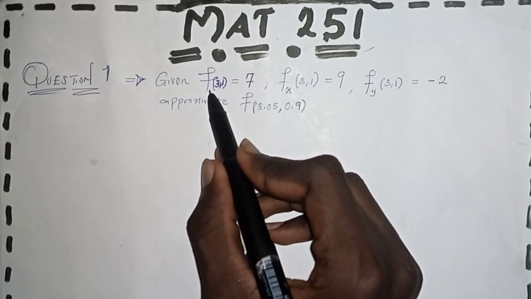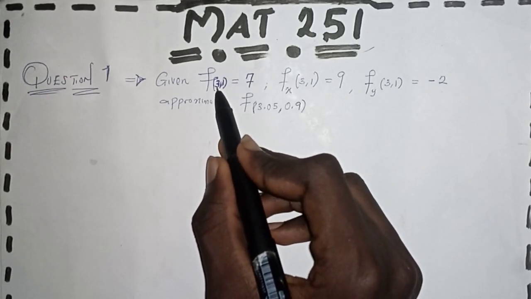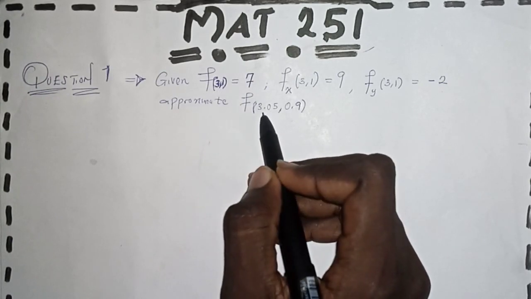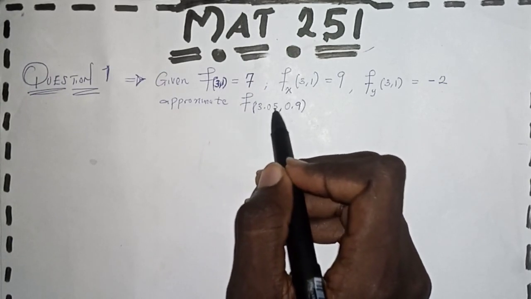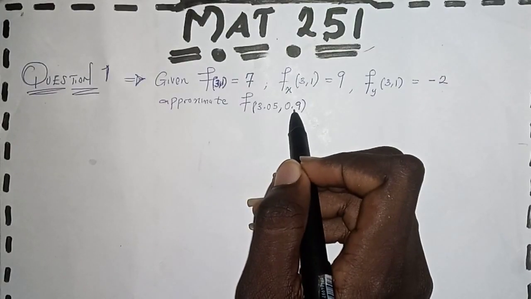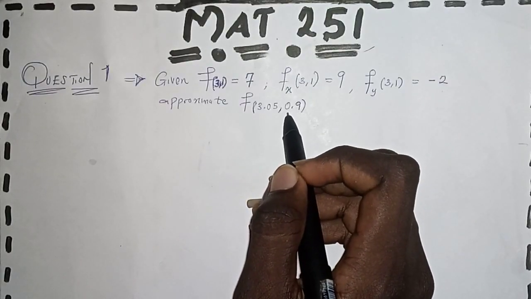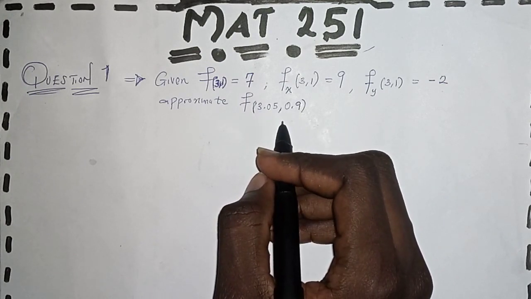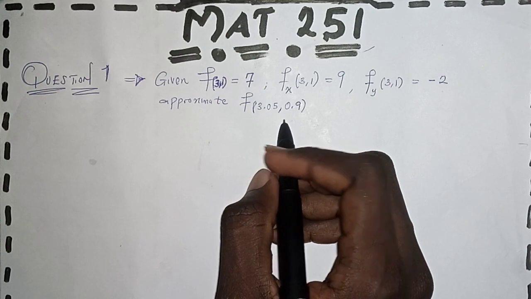That is, we have an adjustment in the initial approximation given to us. Before it was (3, 1), and now it has been adjusted to x equals 3.05, and y has been adjusted from 1 to 0.9. So whatever we have to do here is to hopefully get a more accurate answer to this.